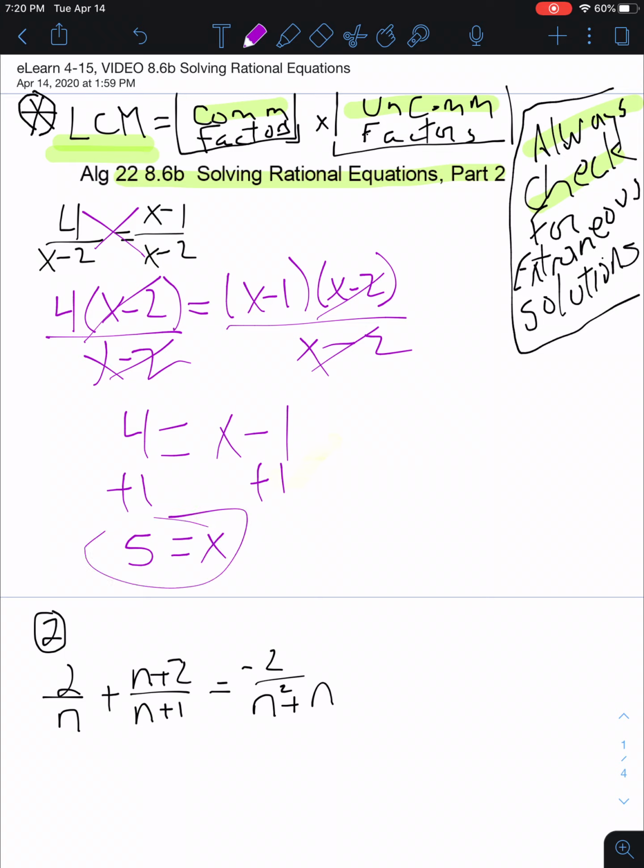Now, if I check up here, if I plug my answer into the top, x equals 5 does work, because my only restriction, based on those denominators, was x can't equal 2. So x equals 5 is a fine solution. That would give me a 4 over 3, and on this side I would have a 4 over 3. So 4 over 3 does equal 4 over 3, and it checks. Therefore, we've got a good solution.